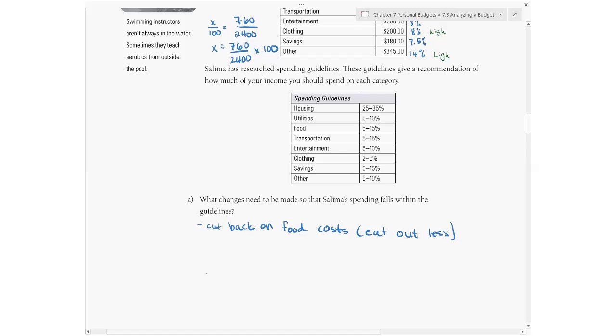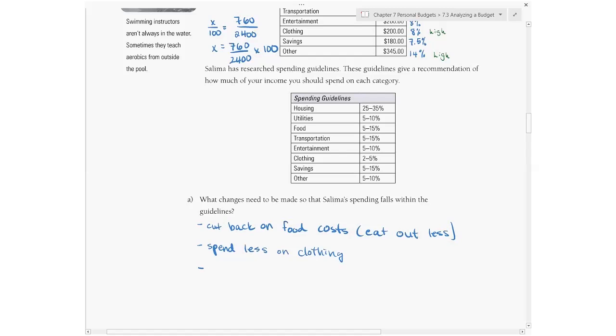We also said clothing was high. She needs to spend less on clothing. Of course, there's a few ways that can be done. Just buy fewer items of clothing. Maybe look for clothes that are on sale. She could even go to a secondhand store, buy stuff there. Often you can get stuff basically brand new for cheap. So there's different ways she can do that.